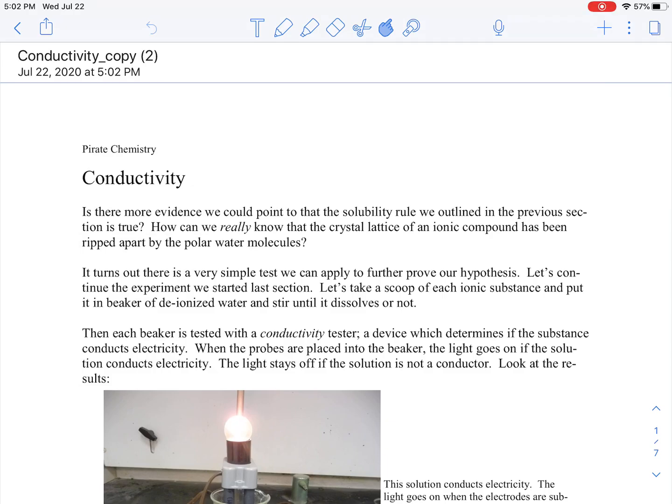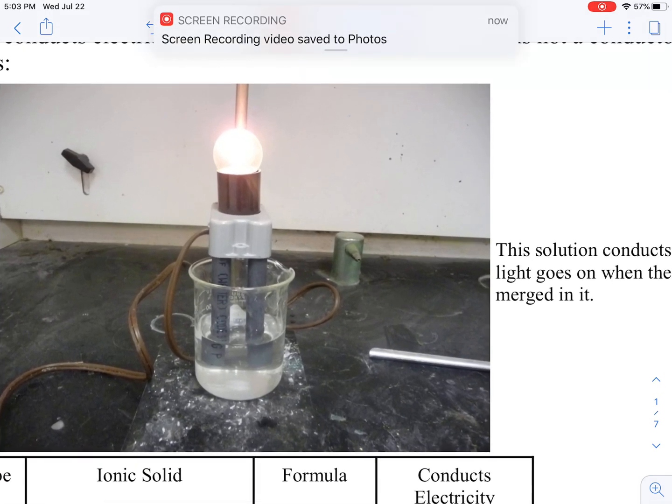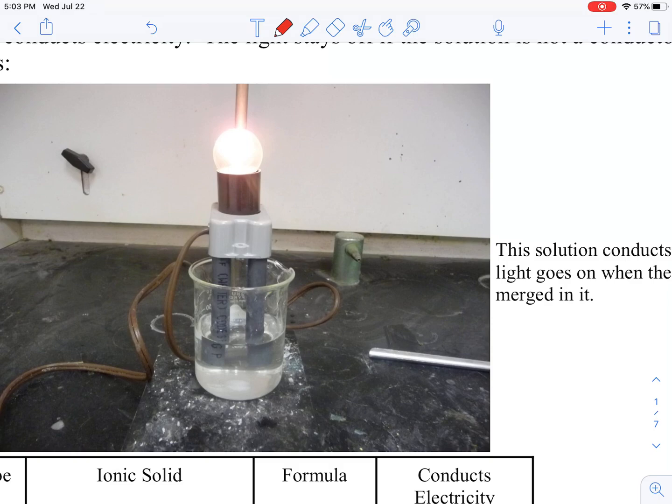Now, hand in hand with solubility is the idea of conductivity. You've heard of the term electrolyte, right? Like you drink Gatorade. An electrolyte is a substance that when you put it in water, it conducts electricity. So if we were to conduct an experiment where we take ionic compounds and put them in water and stir, and then check to see if it conducts electricity.